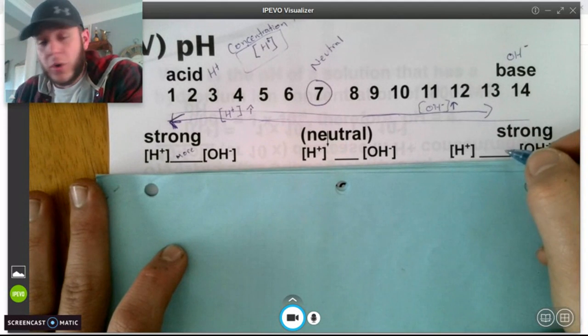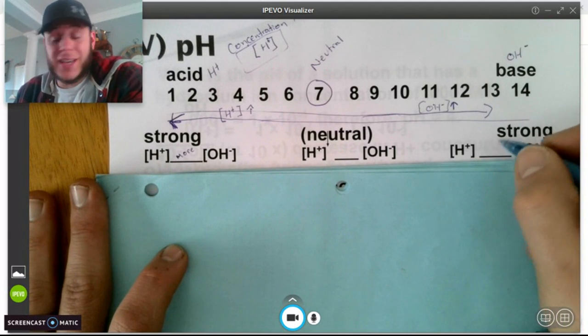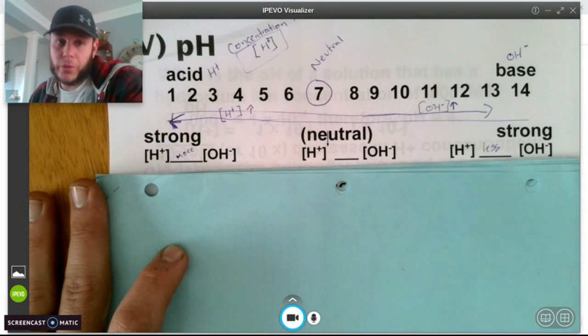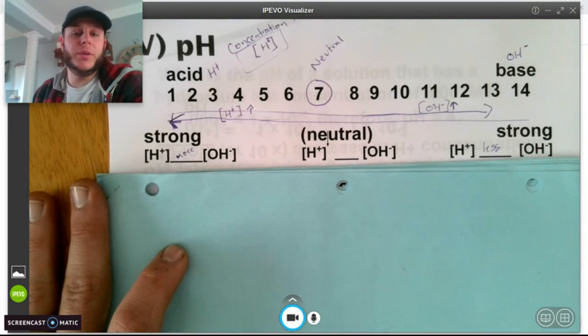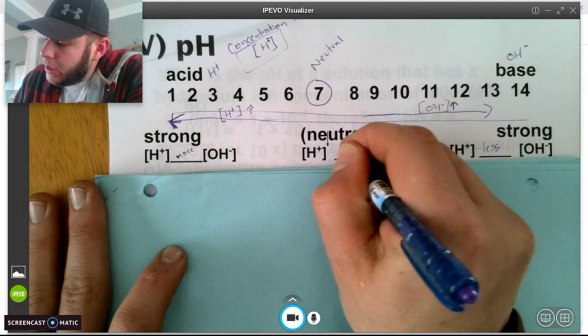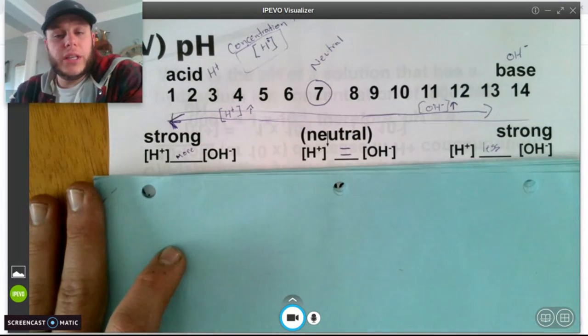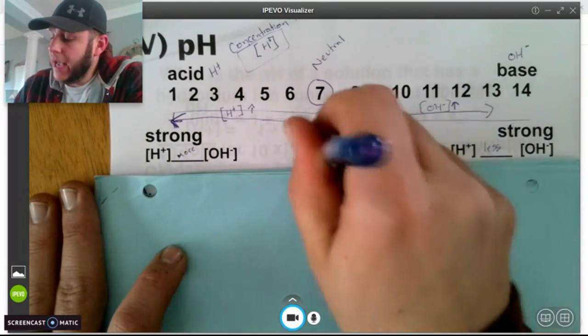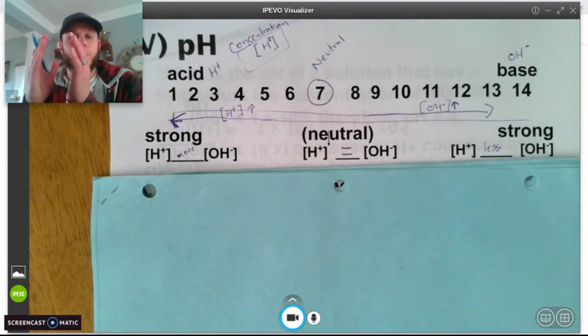When we're on the opposite end, there's less H plus than OH minus. Again, because if there's more OH minus, it's a base, so it's going to have a higher pH. And when we're neutral, these two ions are equal. And that's what makes a solution neutral. H plus and OH minus are in perfect balance.